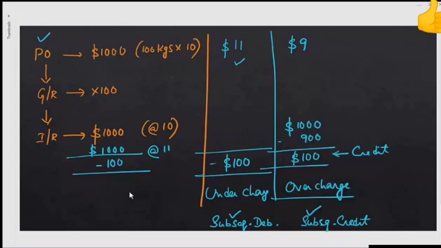Now, this has nothing to do with returns. Remember, you also get a credit memo when you do returns, right? But this is not a return. There is no logistics involved. There is no goods movement involved. It's a pure financial transaction where this credit memo is got because the vendor has overcharged us, right? We have got this debit memo from the vendor because the vendor has undercharged us.